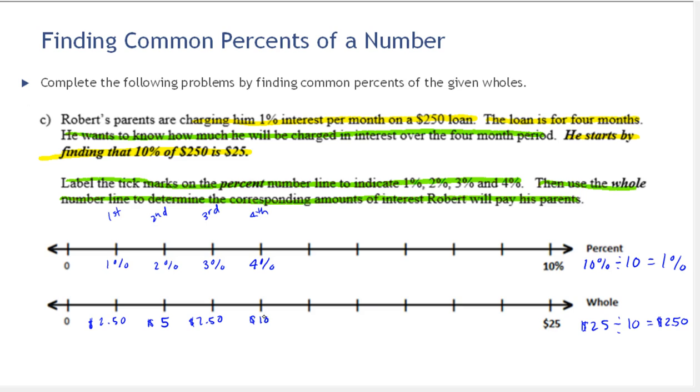Okay, so for the first month, he'll pay $2.50 in interest. By the end of the second month, he would be paying $2.50 in interest twice, for each month, totaling $5. At the end of the third month, 3% in total interest, 3 copies of $2.50, which is $7.50. And the fourth month, he will pay a total of 4% interest, 1% interest per month for 4 months, which is $10.